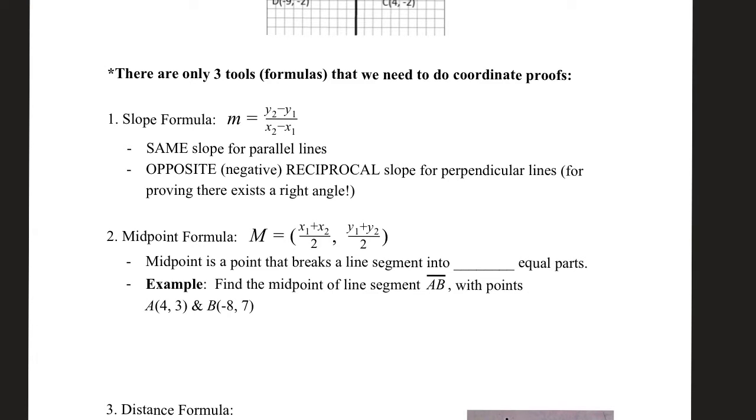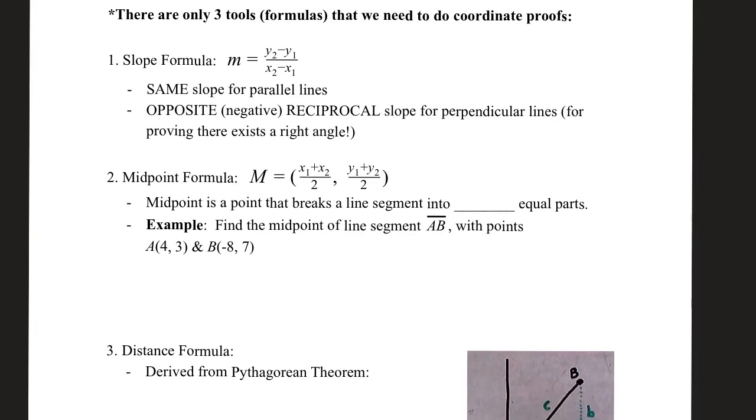The second one is the midpoint formula, which you have been working with most recently. This is a point. It's a midpoint. That's why it's in the form of an ordered pair here. And remember that you're just finding the average of your x values and the average of your y values. And the midpoint is a point that breaks a line into how many equal parts? Well, that's easy, because it cuts it in half, so that is 2.